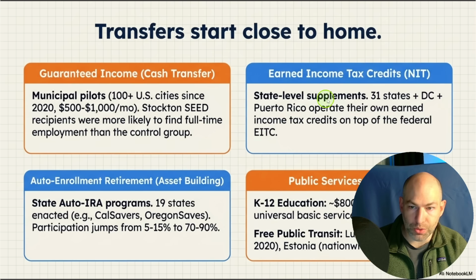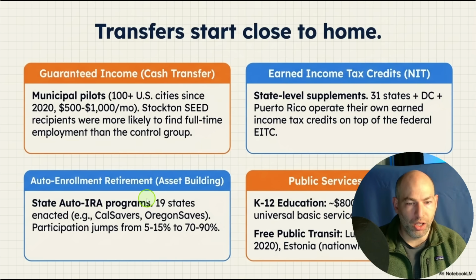You can also do state level supplements, so earned income tax credits or negative income tax. So 31 states plus DC and Puerto Rico operate their own earned income tax credits on top of the federal EITC. So this is another example of where you can inject some of these universal high income mechanisms at the state level rather than just at the federal level.